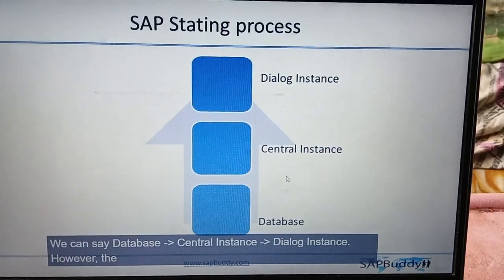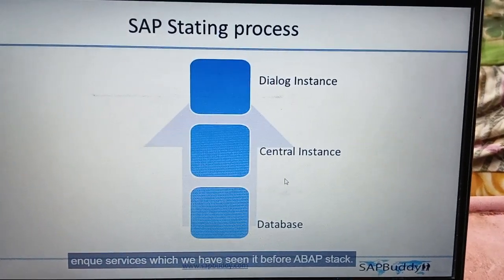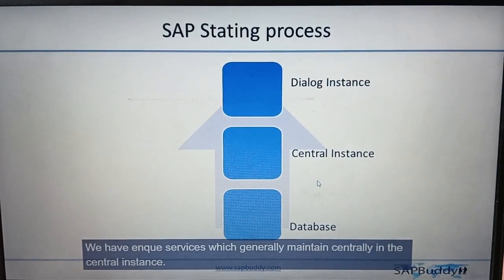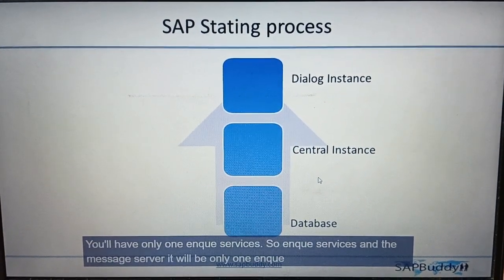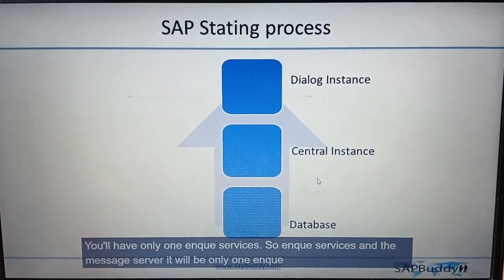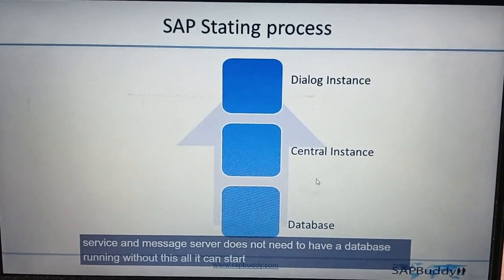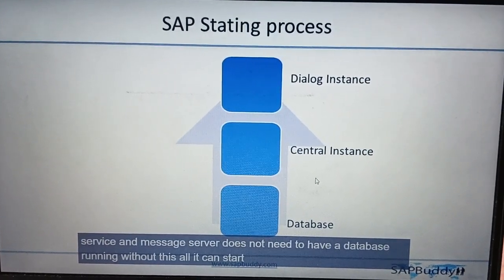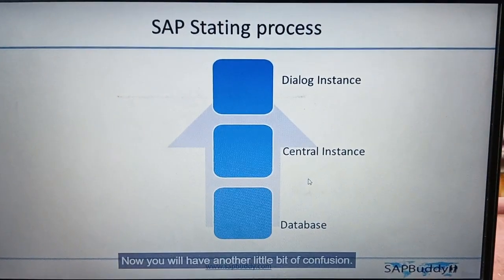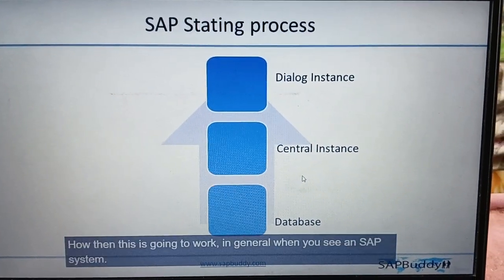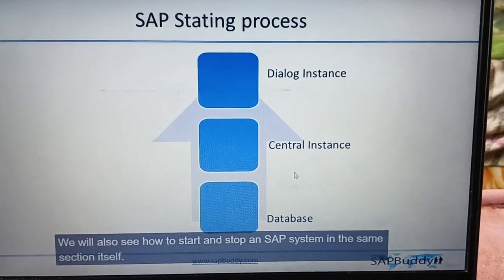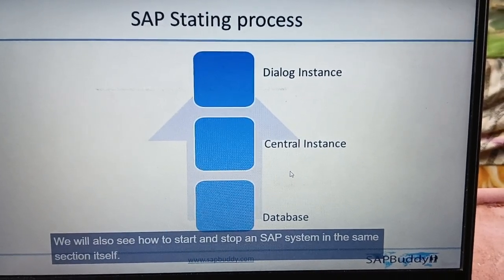However, the enqueue services, which we have seen before in the ABAP stack, are generally maintained centrally in the central instance. You will have only one enqueue service, and the message server will also be only one. The enqueue service and message server do not need a database running. Even without it, these instances can start. Now you may have a little confusion about how this is going to work. In general, we will also see how to start and stop an SAP system in the same session itself.